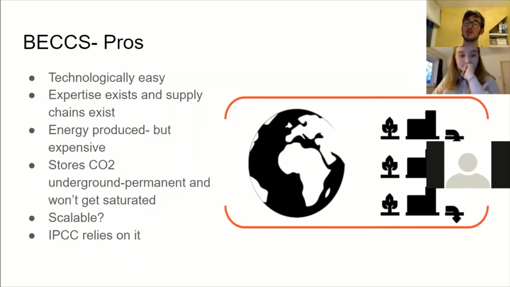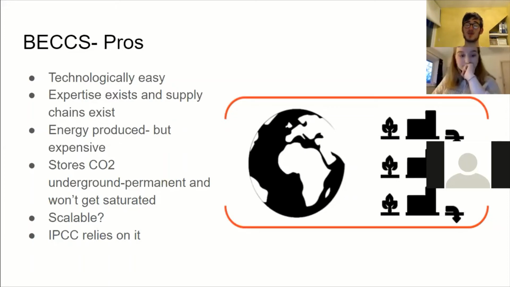Also, energy is produced, so this is a saleable product, but that energy is much more expensive than oil and gas, which obviously we've got to get off of as quickly as possible, and it's more expensive than wind and solar as well. So I'm not really sure how useful the energy produced is actually going to be.